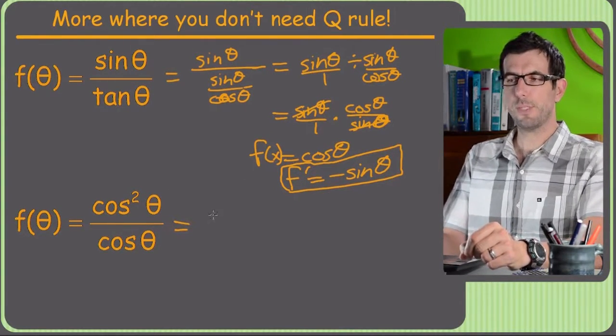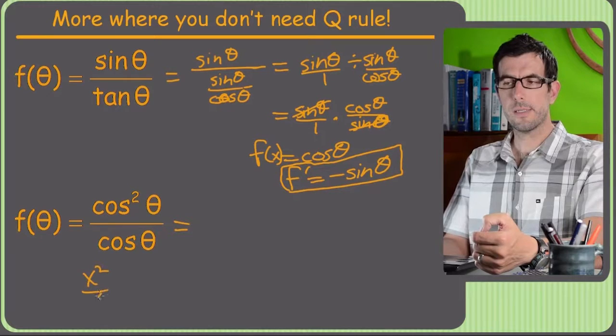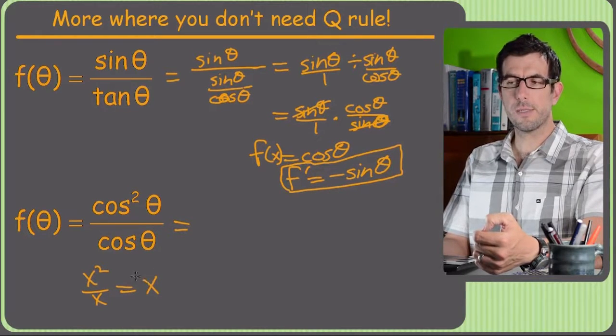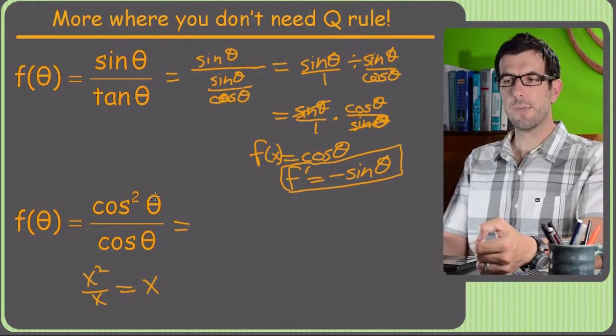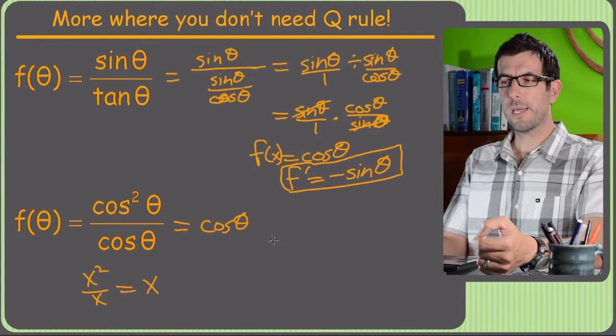All right, this last one should be super obvious. Cosine squared over cosine, just subtract the exponents. It's just like if you have x squared over x, that just reduces to x because you subtract the exponents. Same thing here, cosine squared over cosine just gives you a cosine. And once again, that's going to lead to an f prime equals negative sine theta.